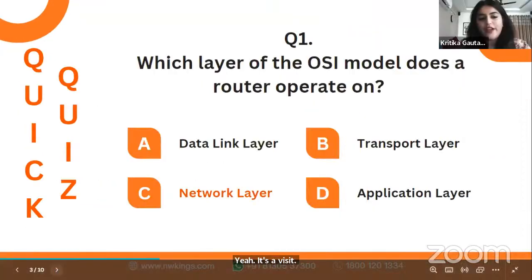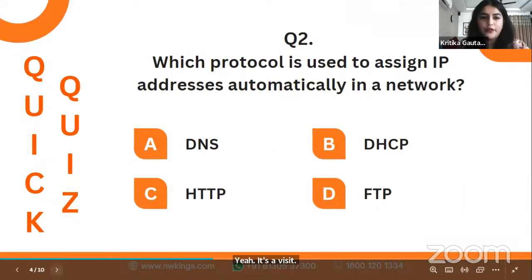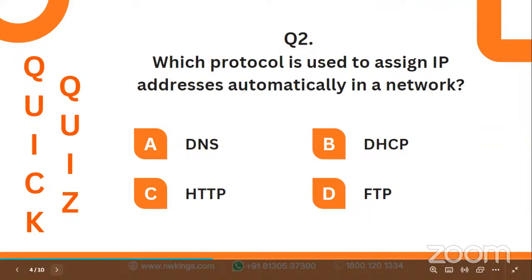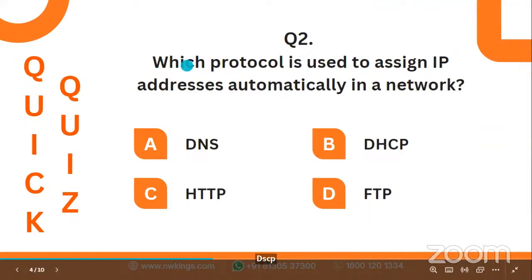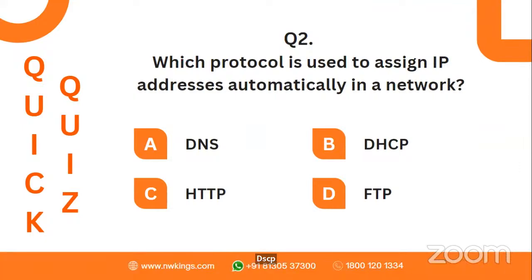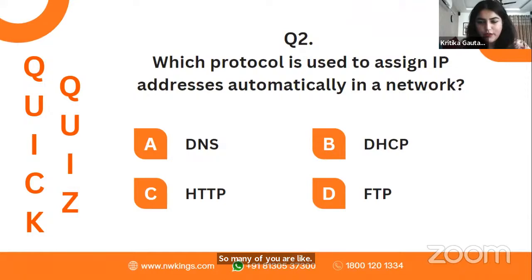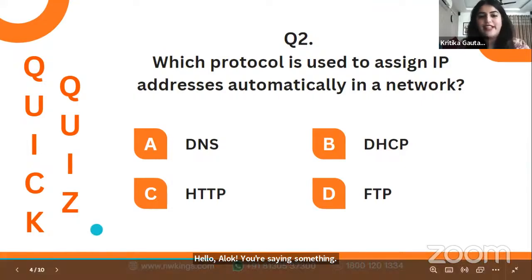One more question, and then straight away head to the agenda for the day. Which protocol is used to assign addresses automatically in a network? DHCP. DSCP. All right. So many of you are saying different answers. Anyways, the correct answer is DHCP.